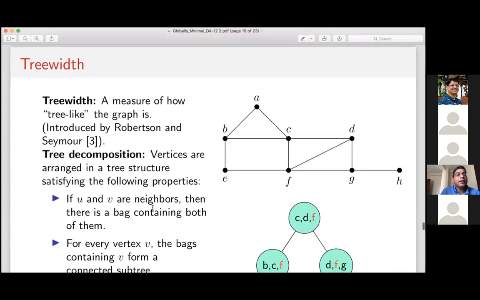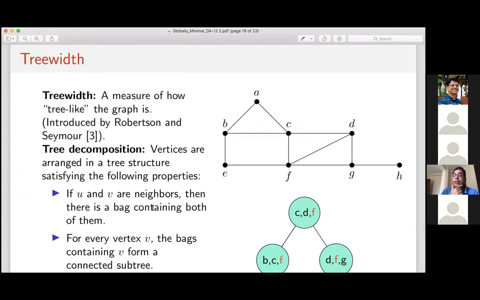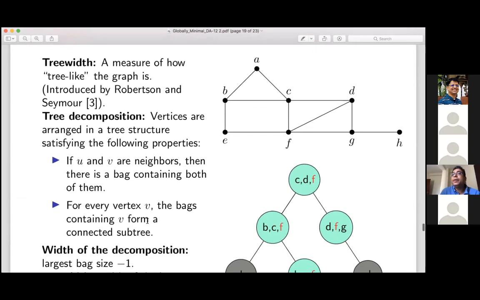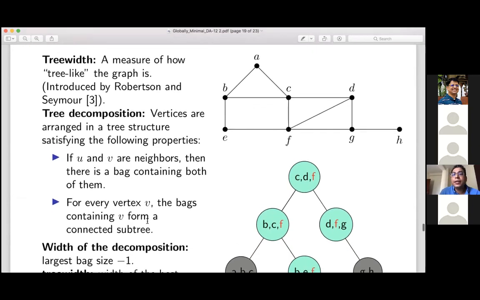This is my last part. Treewidth is another very popular structural parameter, and we often consider treewidth as a parameter for our problem. And what is treewidth? Briefly, maybe in one minute. Is it okay, Chandrasinh?